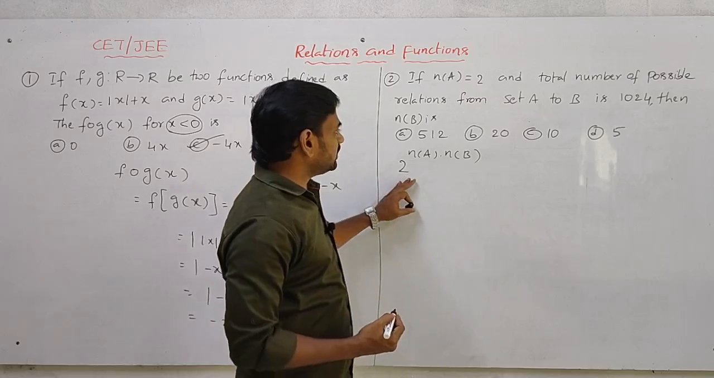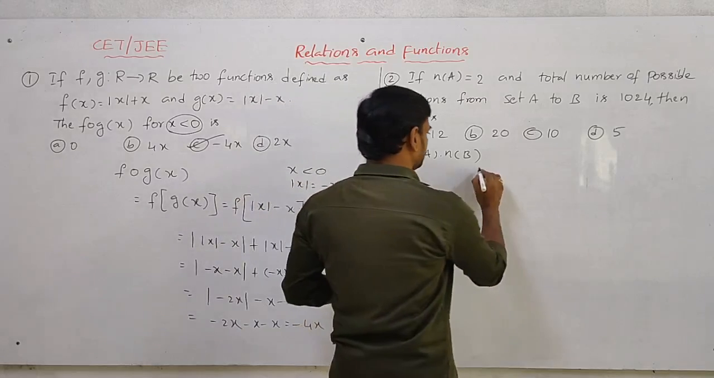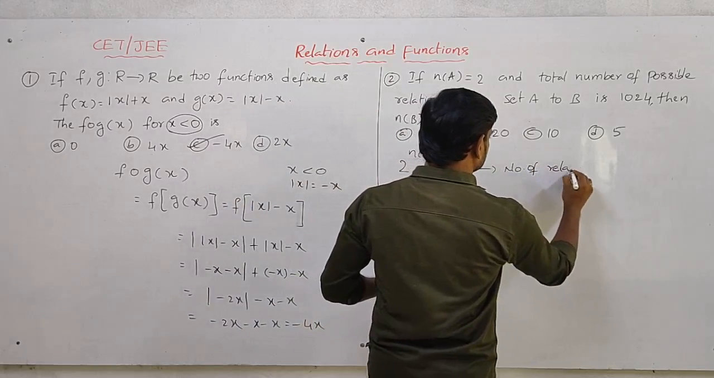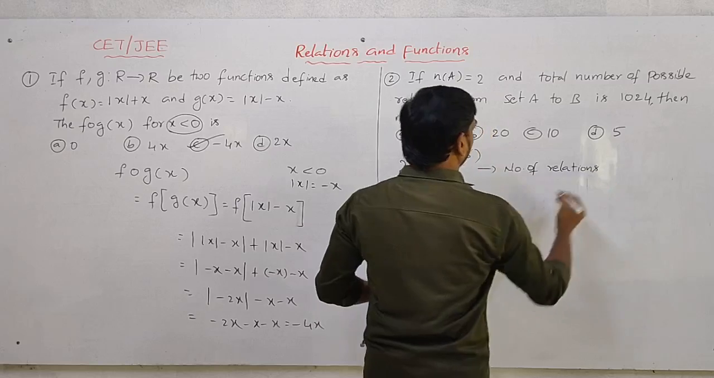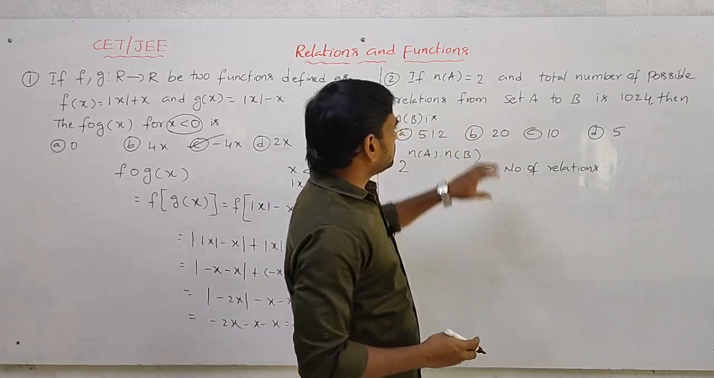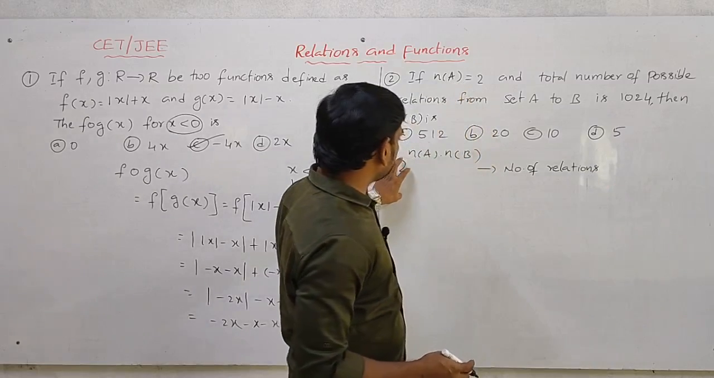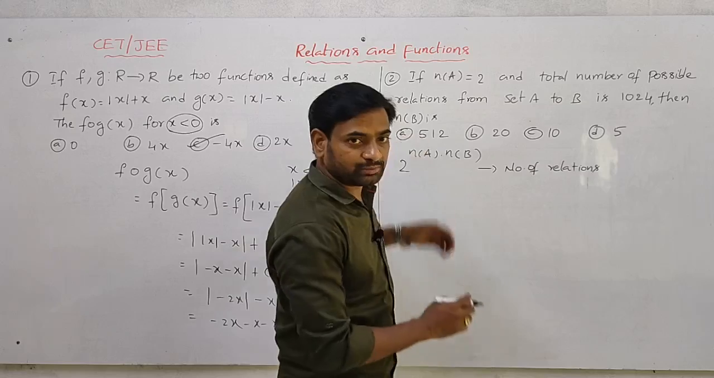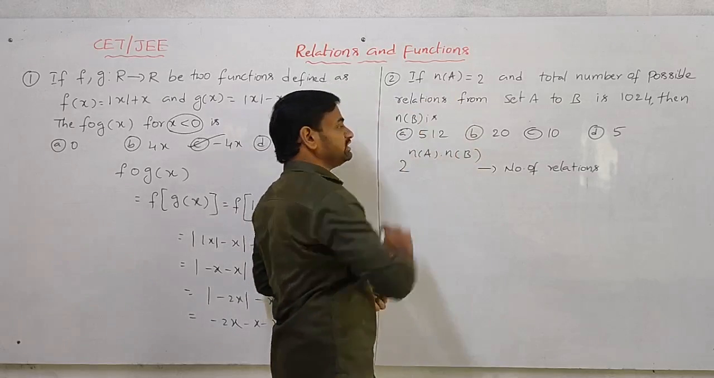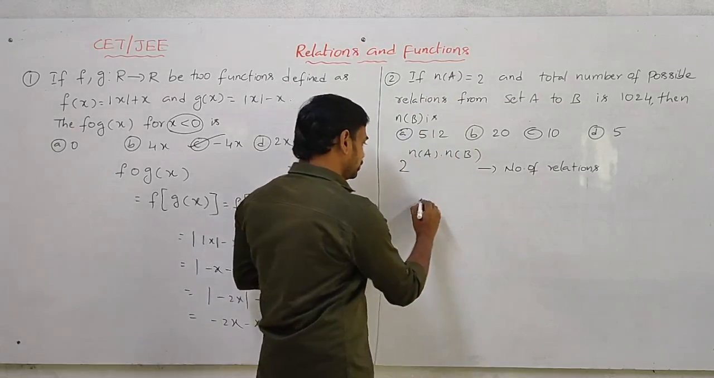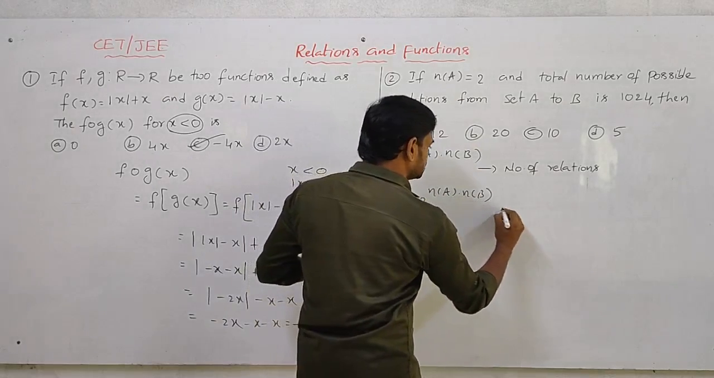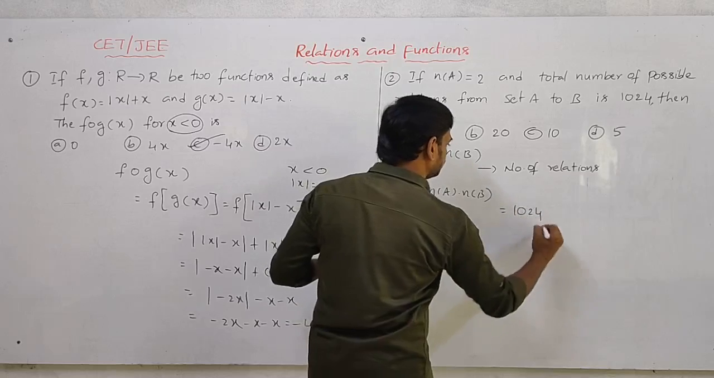It is the total number of relations. Now what we have to find? This value, how much is given? 1024. Then we have to find the value of n of B. And n of A is already given, that is 2. So 2 power n of A into n of B, this value is given, that is 1024.